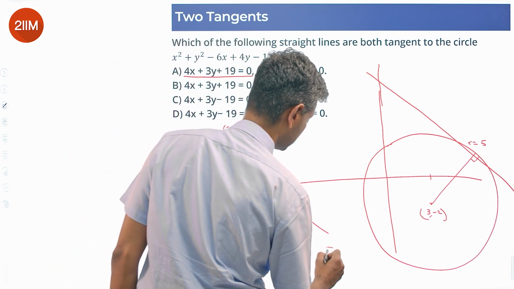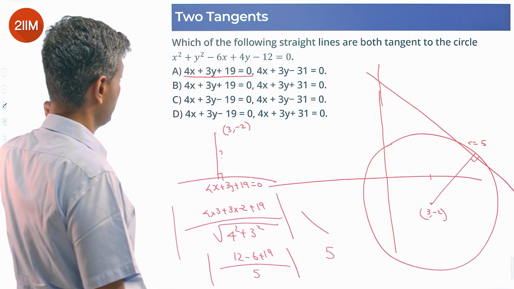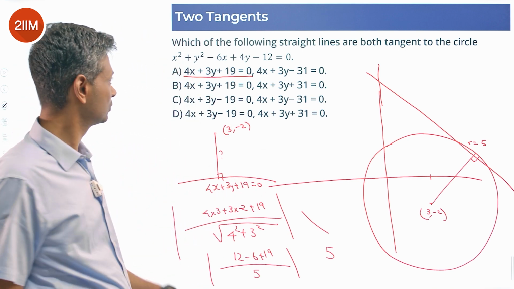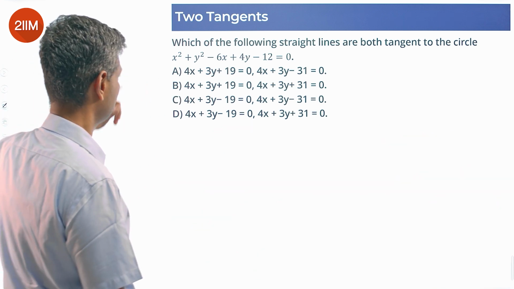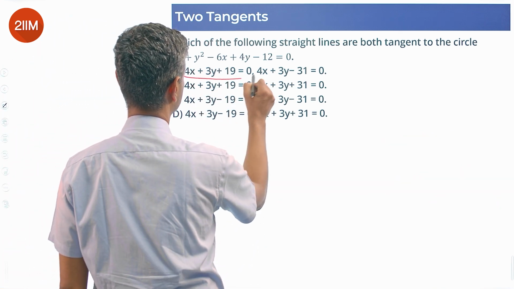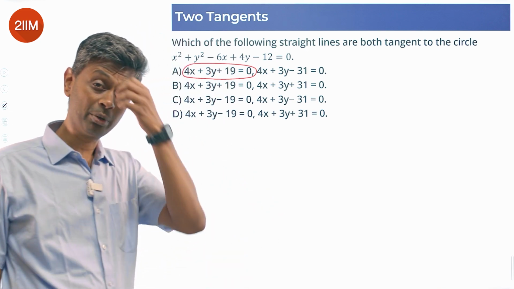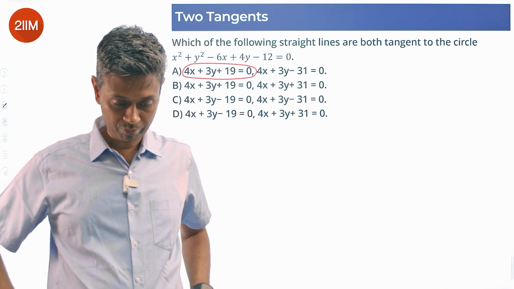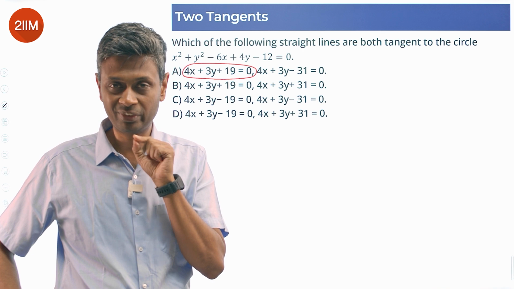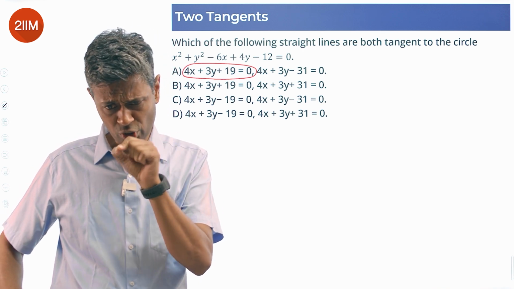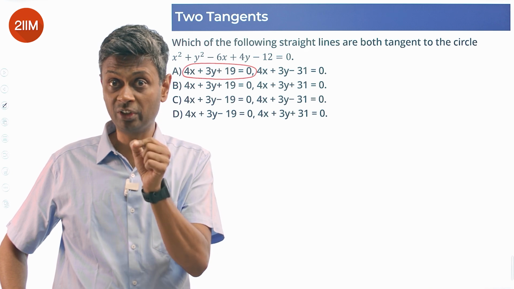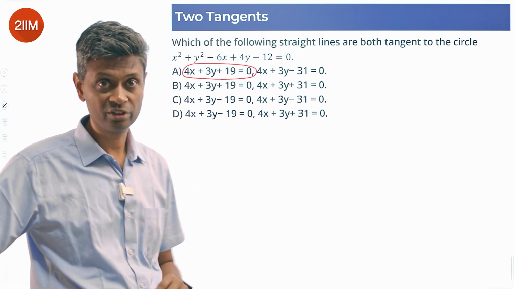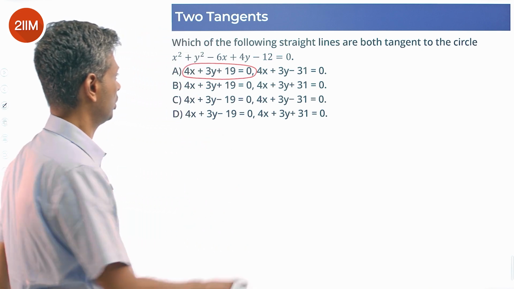Yay, brilliant. So 4x plus 3y plus 19 is definitely a tangent. This is in, because the perpendicular distance from the center of the circle to this line is equal to the radius. So from here, if I draw a line perpendicular to this line, that distance happens to be 5. So the point of intersection of the perpendicular lies on the circle, or the radius is perpendicular to the tangent at the point of tangency. This works. So it is one of these two.